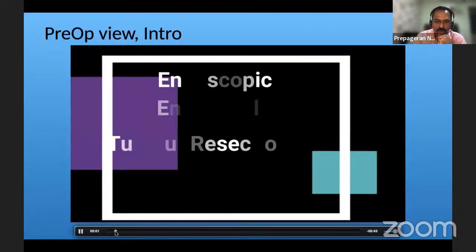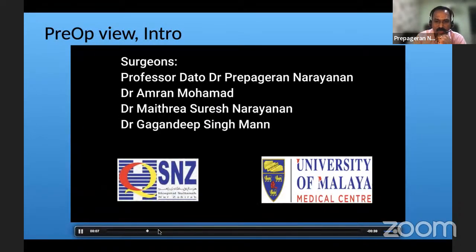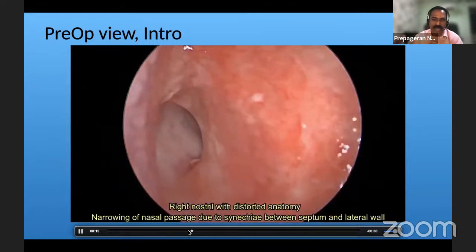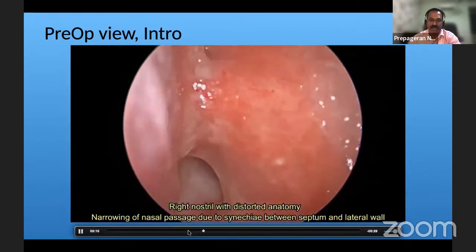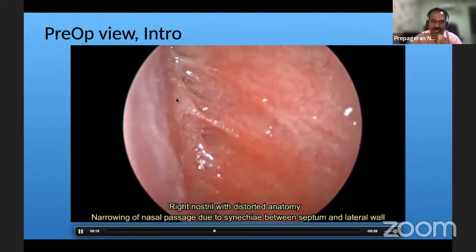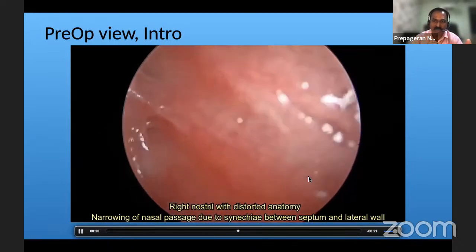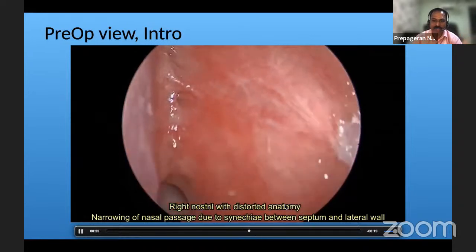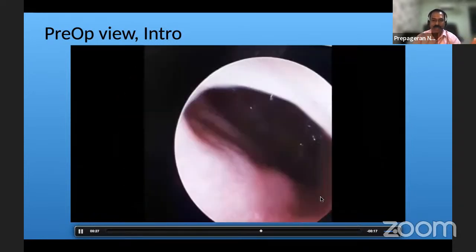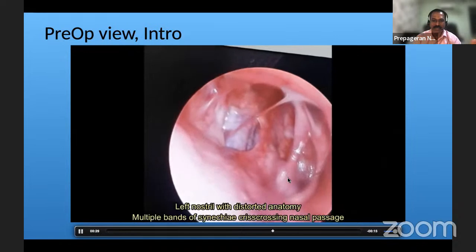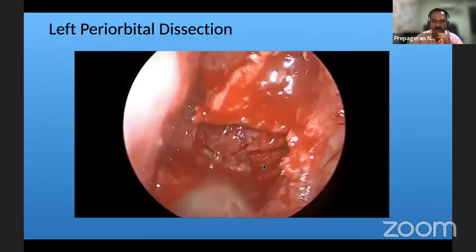So this is the view before surgery. This is the pre-operative view. And you can see how there's so much scar tissue because of embolization. This is the septum. The scope is on the left side. There is no landmark whatsoever. The entire nasal cavity was just a cyanotic mass between septum and lateral nasal wall. And this is the distorted anatomy with no landmark whatsoever.